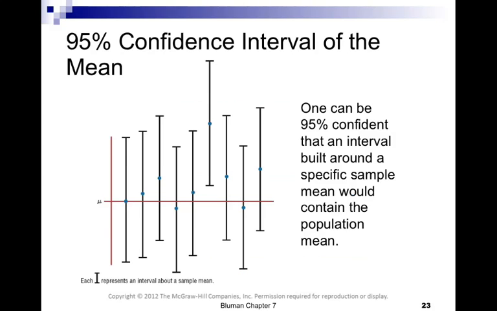And here's another one: you can be 95% confident that an interval built around a specific sample mean would contain the population mean. This is the interval about the sample mean. The vertical bars you see, and the mean is actually in the middle. It's pretty much the same drawing, but they've drawn the bars with it, and you can still see that that one is slightly outside the confidence interval. I'm not going to ask you to draw these kinds of graphs on the test.